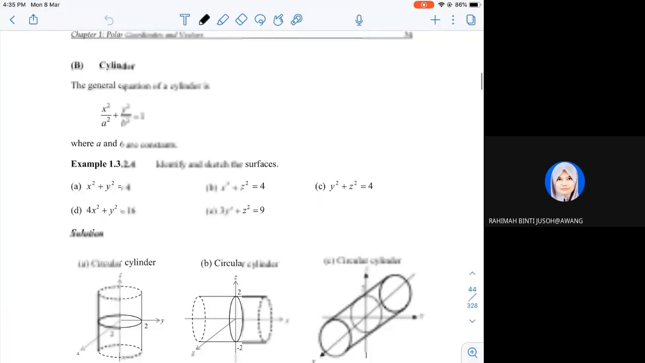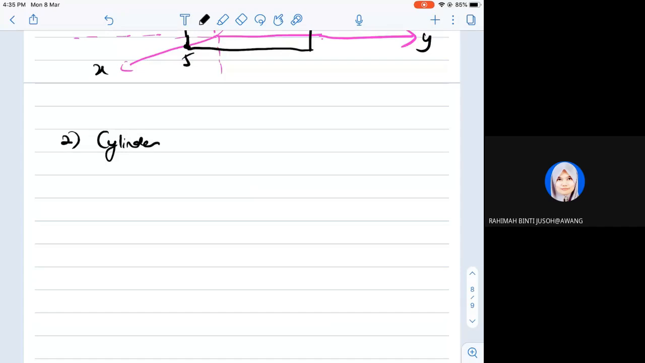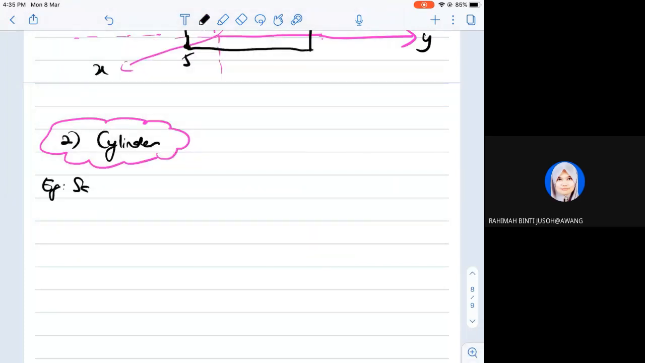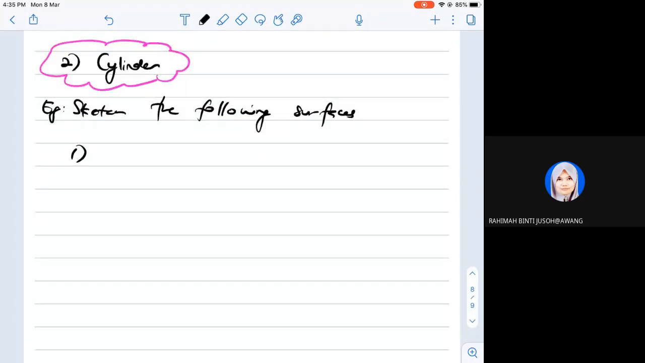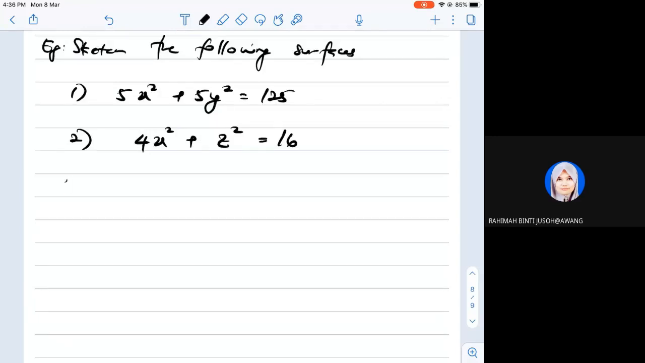Cylinder, yes, cylinder. Number 2, we have cylinder. For example, sketch the following surfaces. Okay, let's say number 1, we have 5x squared plus 5y squared equals to 125. And then number 2, let's say I change the equation into 4x squared plus z squared equals to 16. Okay.